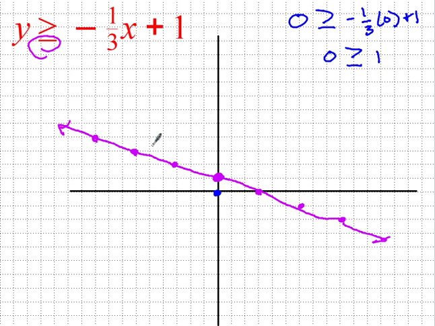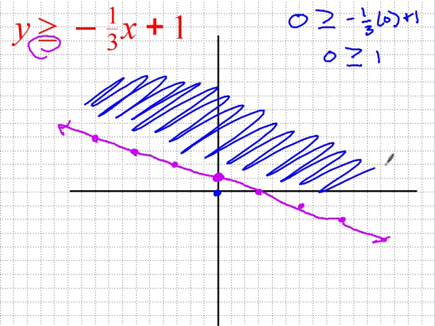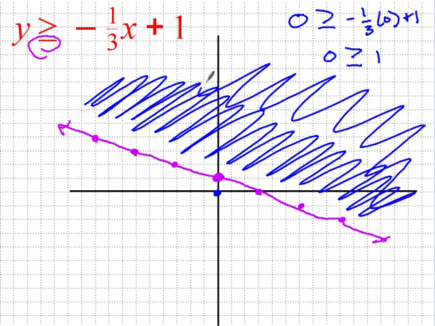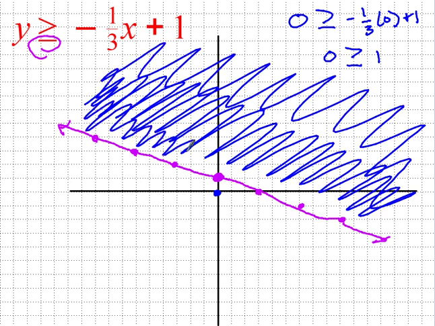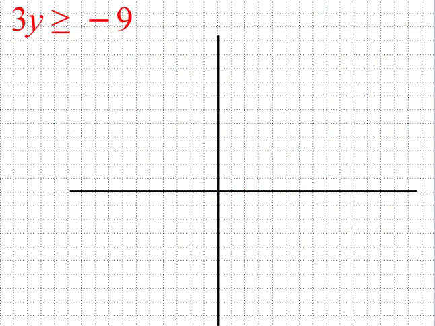0, 0 is not a solution of this line. So that means everything above the line is a solution. So that means all of this can be shaded in. And you guys can just shade it in nice and light with your pencil. It doesn't need to be shaded in super dark. Just a nice light shade. Don't break your pencil.